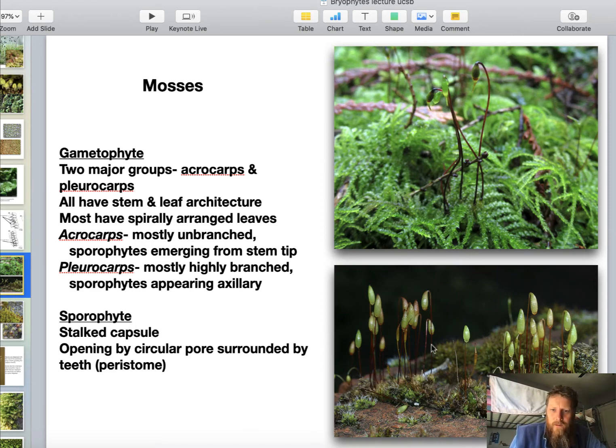And the sporophyte is a stalked capsule. So it's got a stalk, and then the capsule is attached to that stalk. So here's the capsule and the stalk. And instead of opening by slits, 2 slits in the hornworts or 4 in the liverworts, it has a circular opening, sort of a pore. And that circular opening typically is surrounded by specialized teeth called the peristome. I'll show you an image of that in a minute.